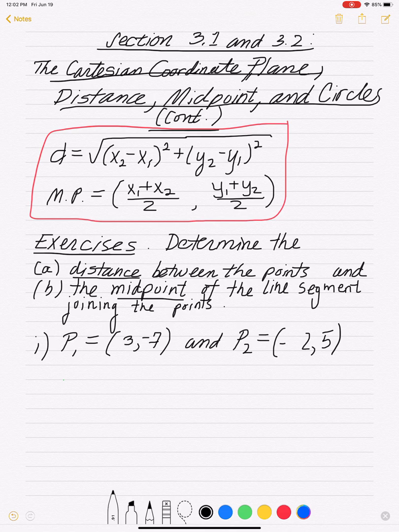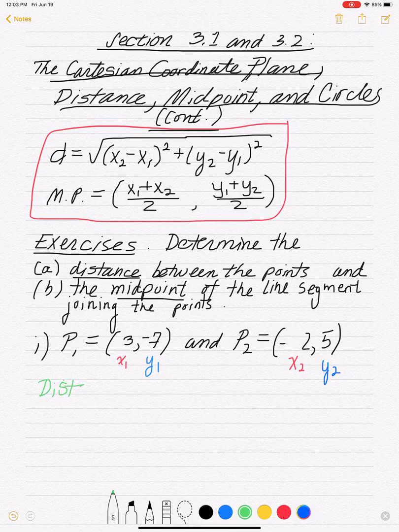Let's call this first point 3, -7. Let's call it x1, y1. Notice how I'm going to color code these. And the second point x2, y2, we're going to color this x2 red and y2, what color is that? Blue. All right, now we're going to break out a distance formula.